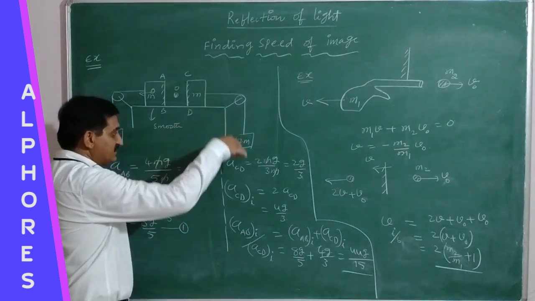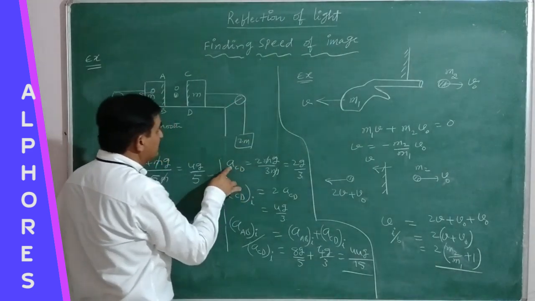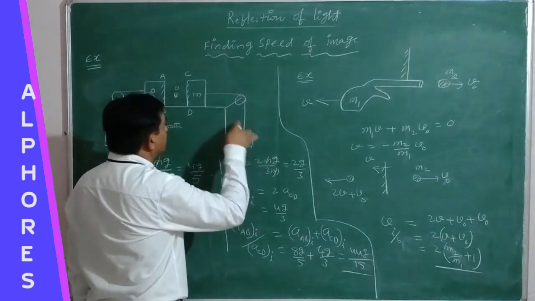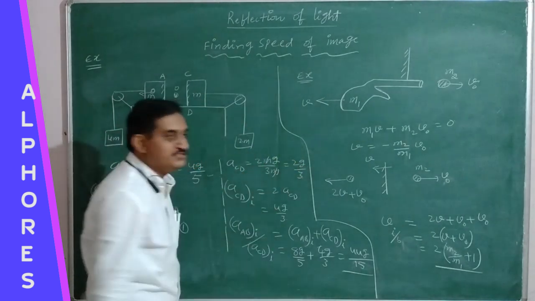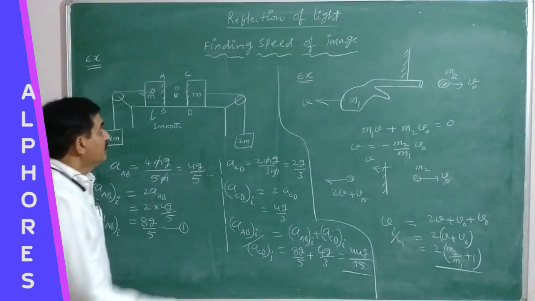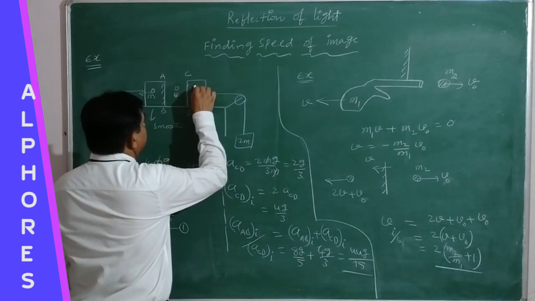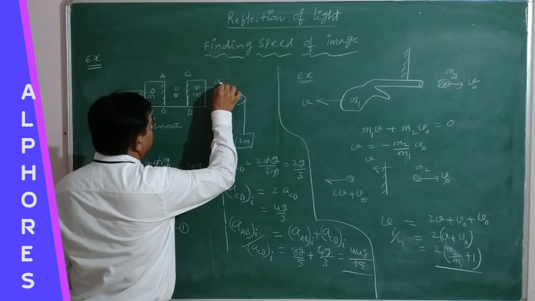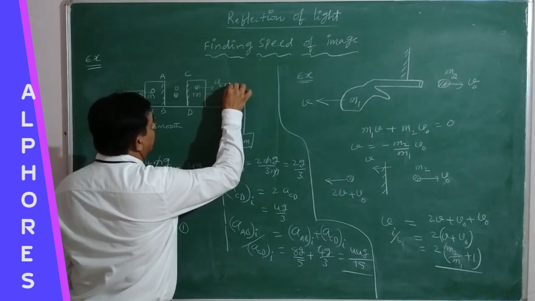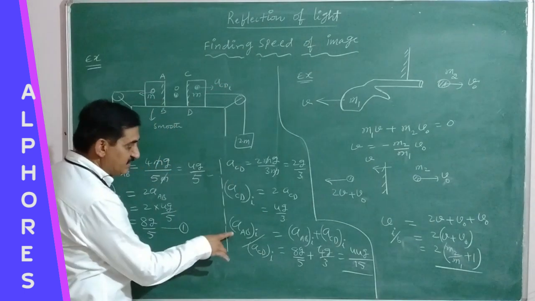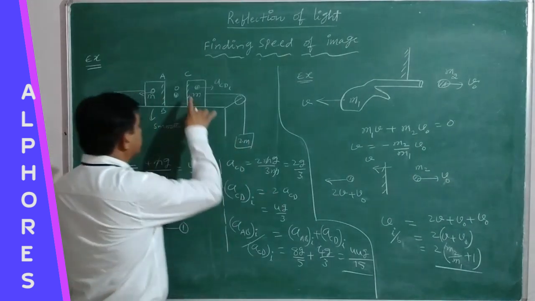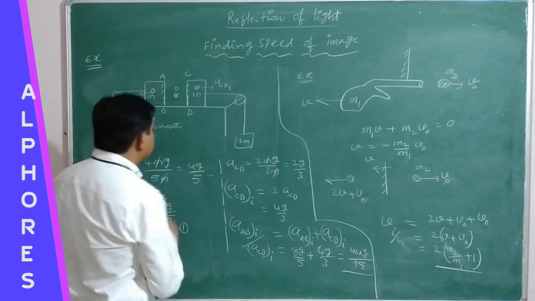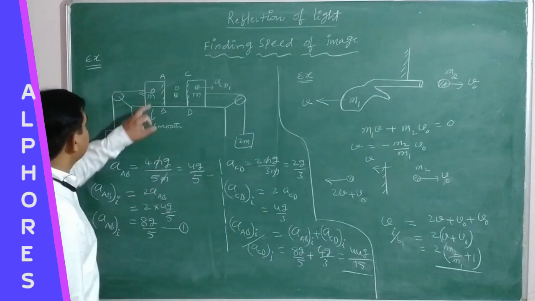And for the second system, acceleration of CD is equal to net force 2mg by total mass 3m, and you are getting 2g by 3. Now, its corresponding image formed in the plane mirror also has its own acceleration, a_CD dash, or CD image. That acceleration is double that of the acceleration of this block, okay, 4g by 3.